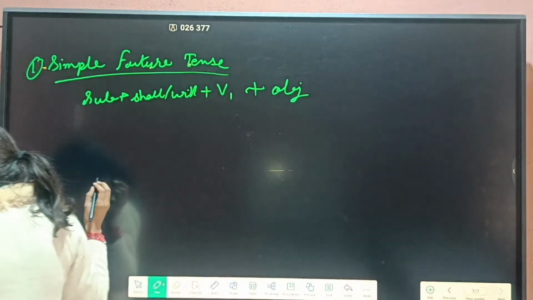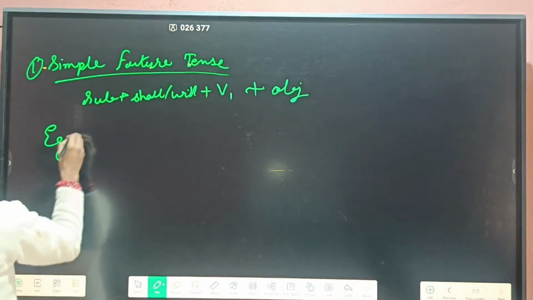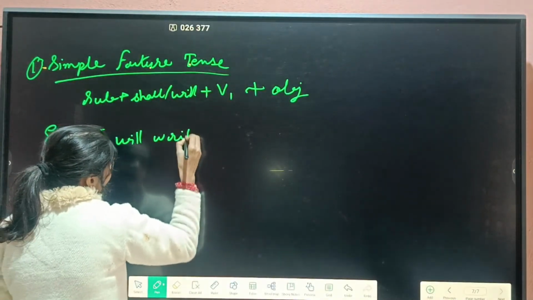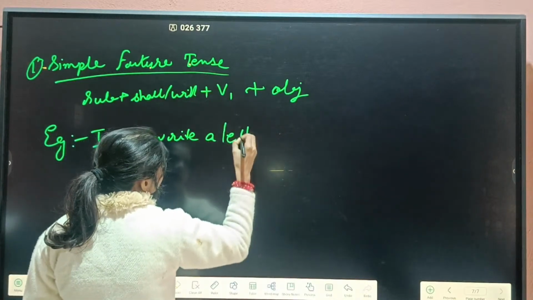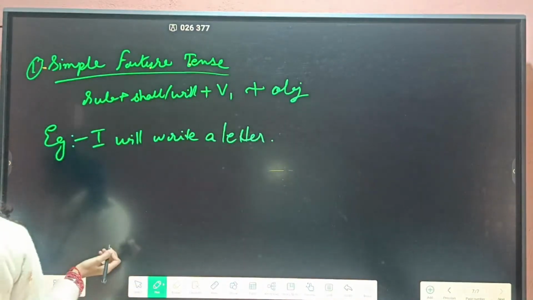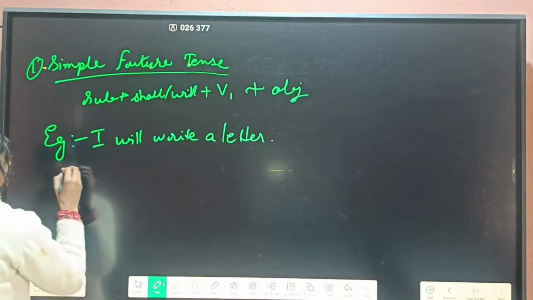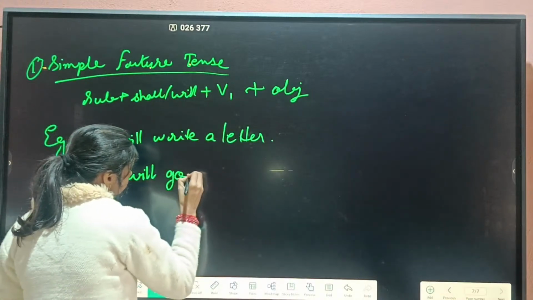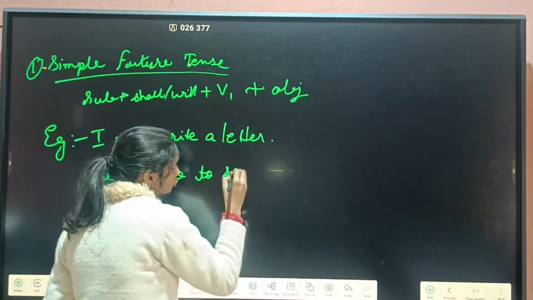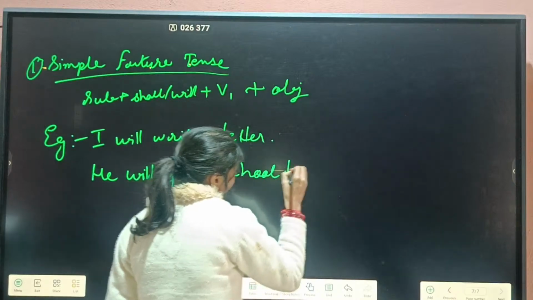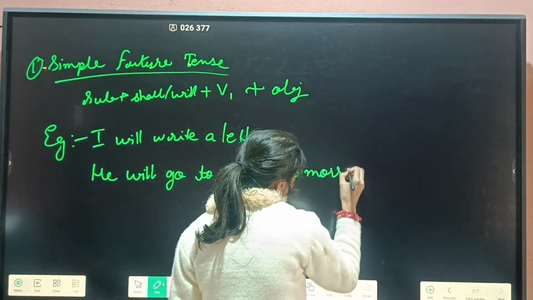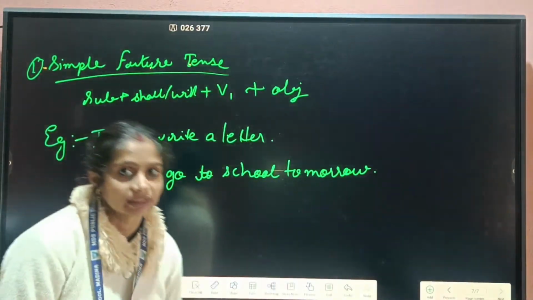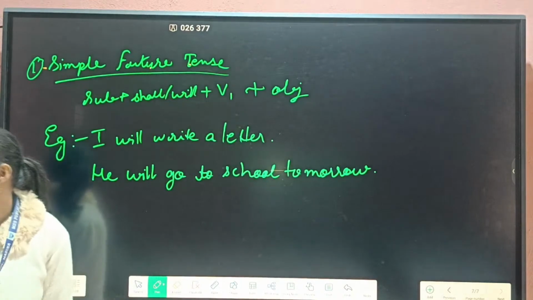Let's take an example: I will write a letter. This is an example of simple future tense. Or he will go to school tomorrow. This is also an example of simple future tense. This is all about our simple future tense.